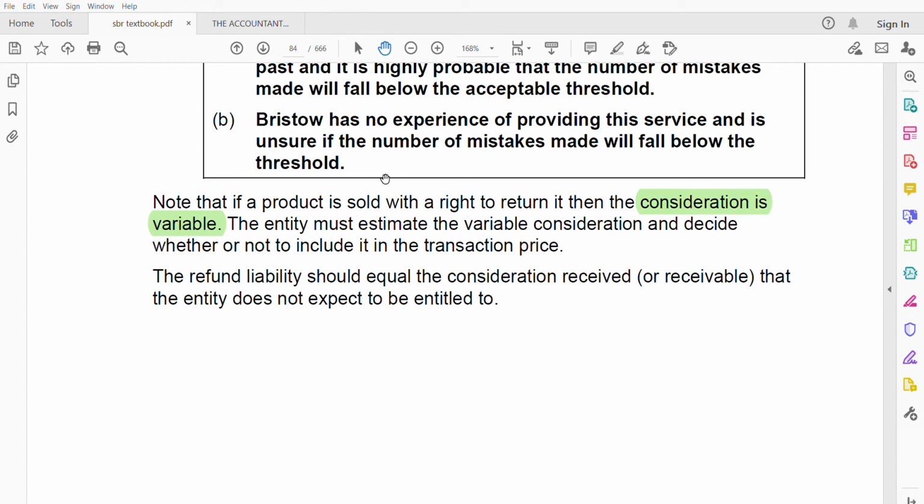So the entity must estimate the variable consideration and decide whether or not to include it in the transaction price. They must estimate it and then they must decide whether to include it or not include it in the transaction price. The refund liability should equal the consideration received or receivable that the entity does not expect to be entitled to.